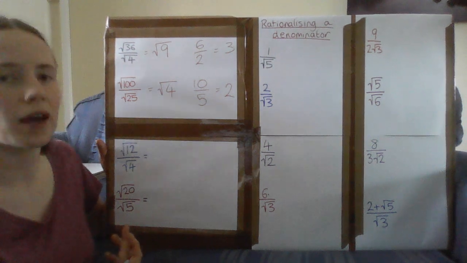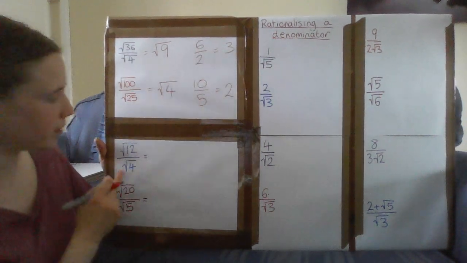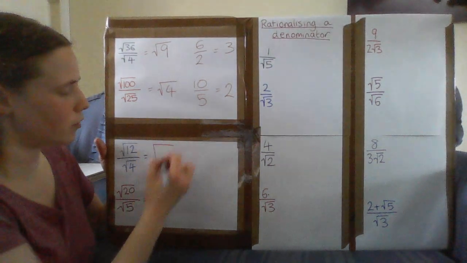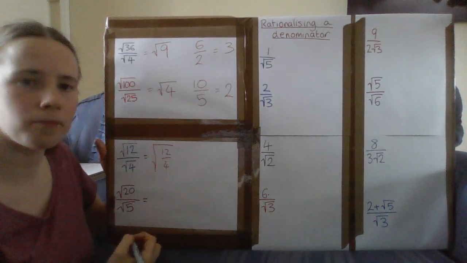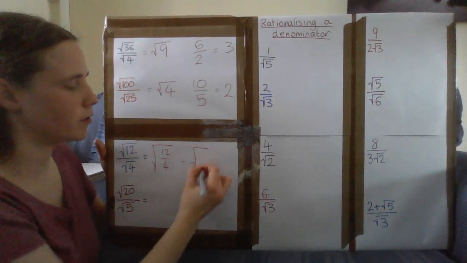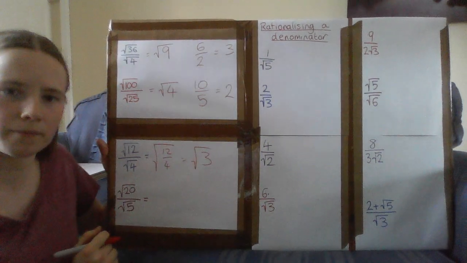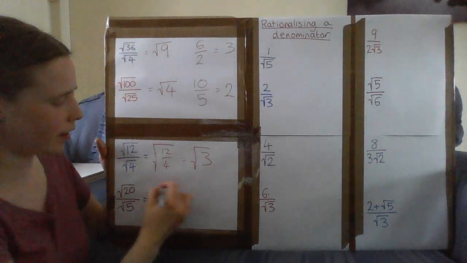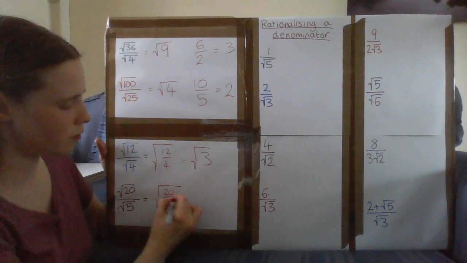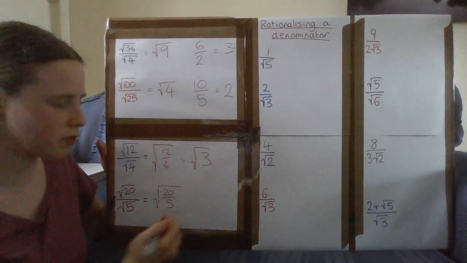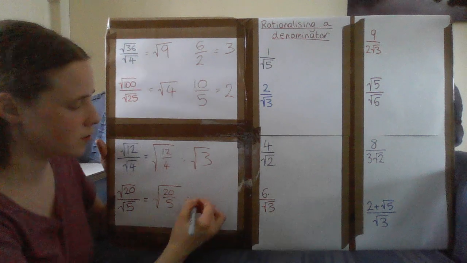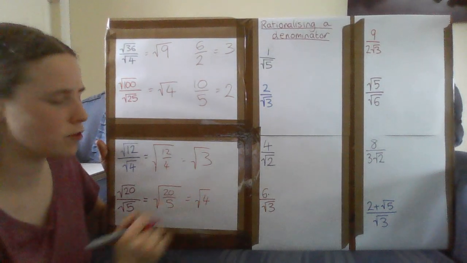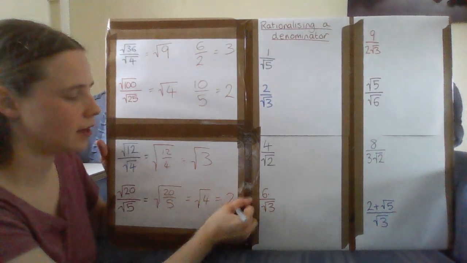So now we can look at some where the numbers don't come out nicely for us to check. If I had root 12 over root 4, I could write that as the square root of 12 divided by 4, or in other words, the square root of 3, because 12 divided by 4 is 3. For the next one, root 20 over root 5, I can work that out as the square root of 20 over 5, or 20 divided by 5. 20 divided by 5 is 4, so it's root 4. Believe it or not, root 20 over root 5 is root 4, which can also be written as 2.